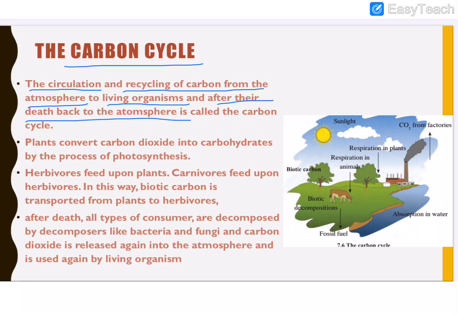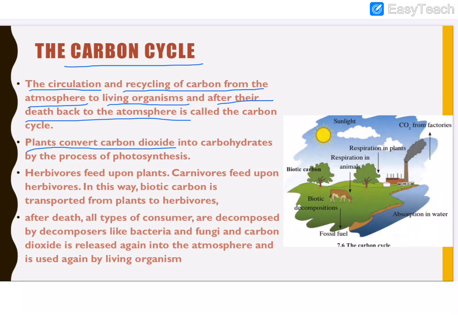So what is the carbon cycle? Carbon cycle is the circulation and recycling of the compound carbon from the atmosphere to living organisms, and from living organisms after death back to the atmosphere. The carbon is rotating, circulating, meaning moving, transferring from one form to another. That process is called a carbon cycle.